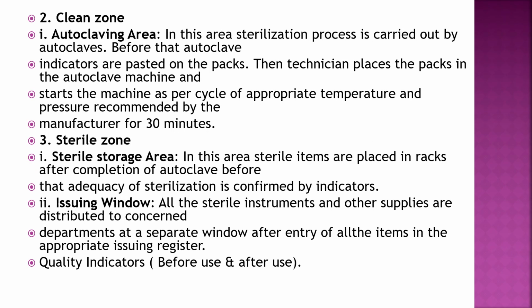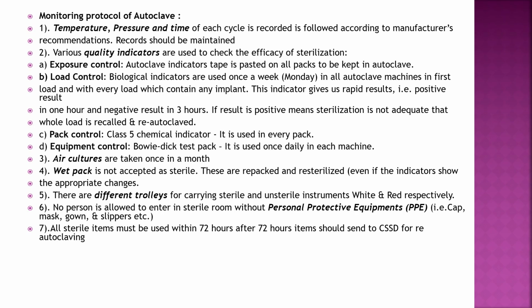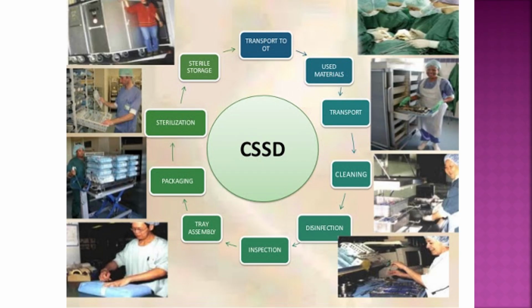Then in the clean zone, that is the autoclaving area. Autoclave is the method of sterilization, and we can do that cycle for 30 minutes. Then the sterile zone: in the sterile storage area, the sterile items are stored, and from the issuing window you can distribute these sterile items. Monitoring of autoclave is very important. Temperature, pressure and time are important: temperature is 121 degrees Celsius, pressure is 15 lbs and time is 15 to 20 minutes.